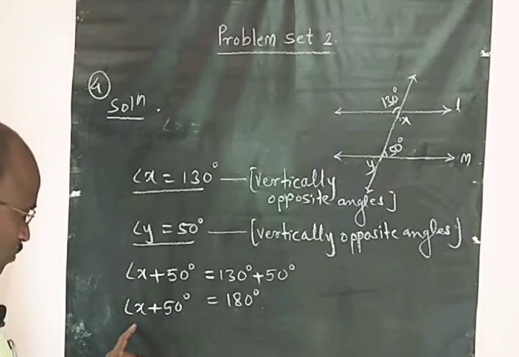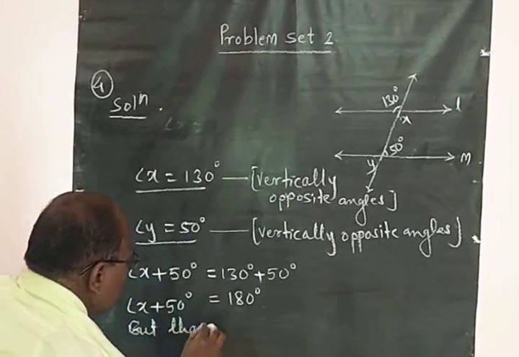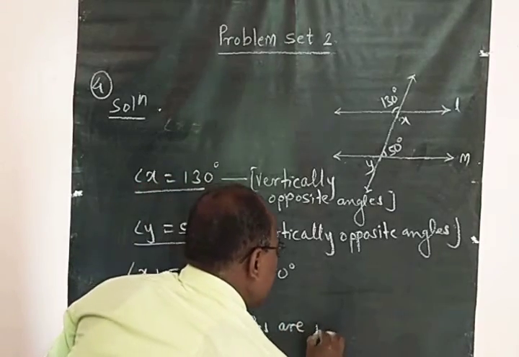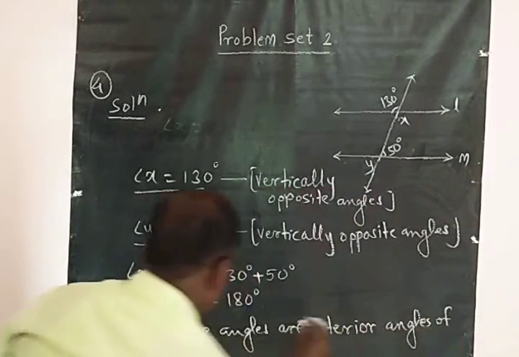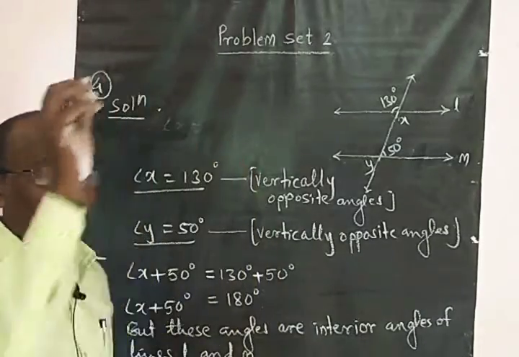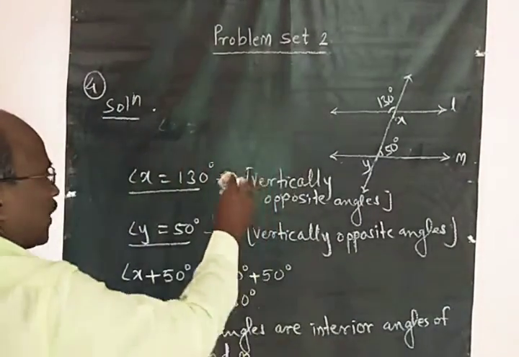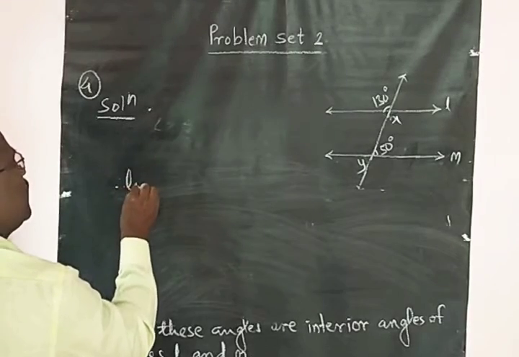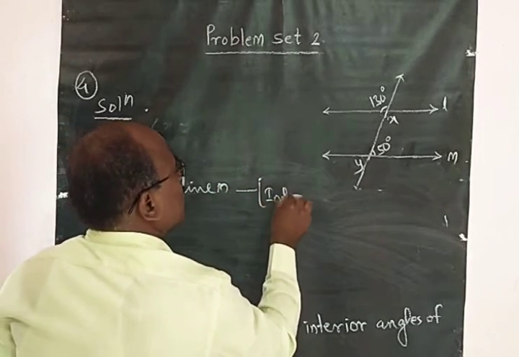These angles are interior angles of lines L and M. Therefore, by the interior angle test, line L is parallel to line M. Write the reason here: interior angle test.